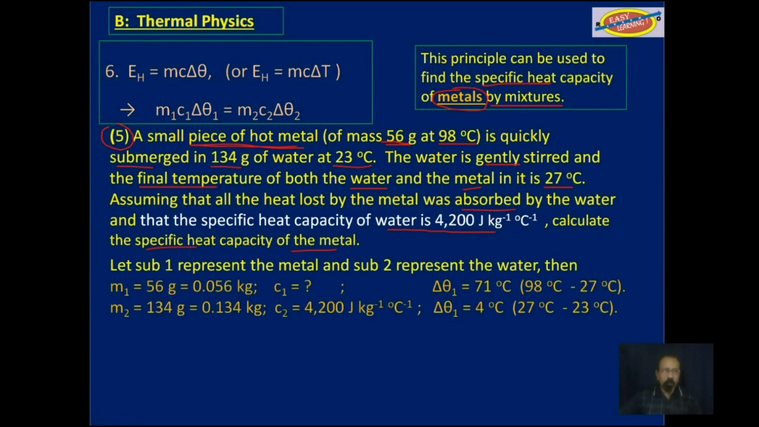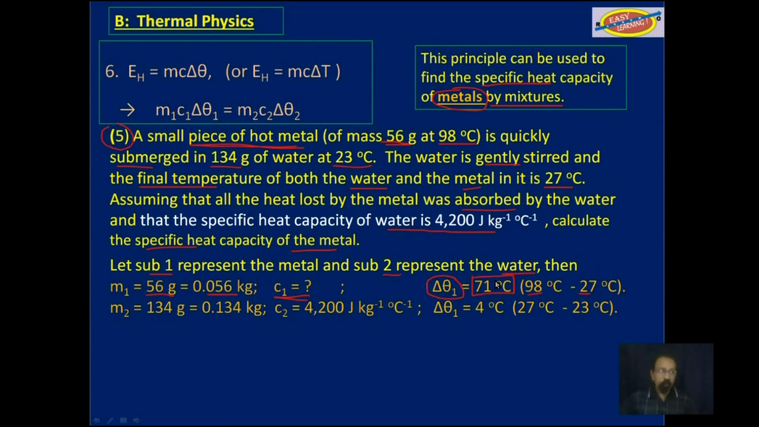All right, so let's write down what we are given. If we let sub 1 represent the metal and sub 2, that is subscript 2, the water, then M1, which is the mass of the metal, is 56 grams. We convert that to kilograms. C1 is what we want to find, the specific heat capacity of the metal. We know delta theta 1, which is the change in temperature of the metal. It was at 98 degrees Celsius to begin with, and it cooled down to 27 degrees Celsius. So the change in temperature of the metal is 71 degrees Celsius.